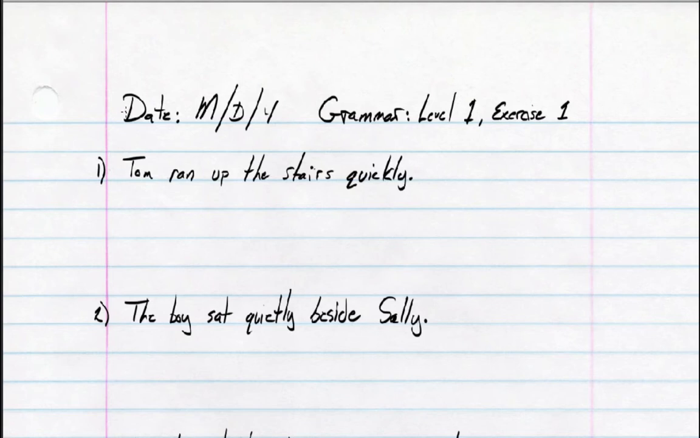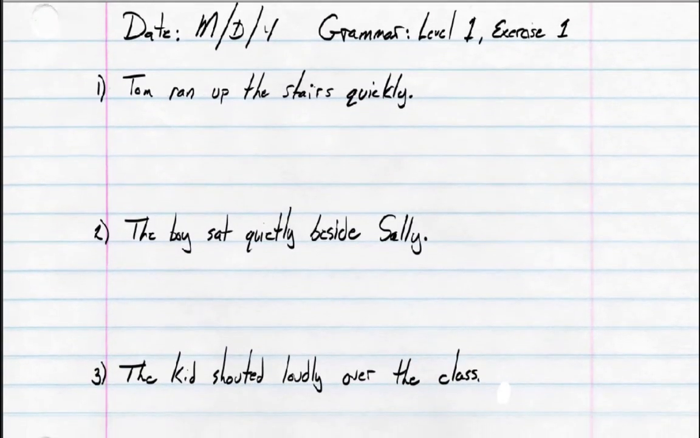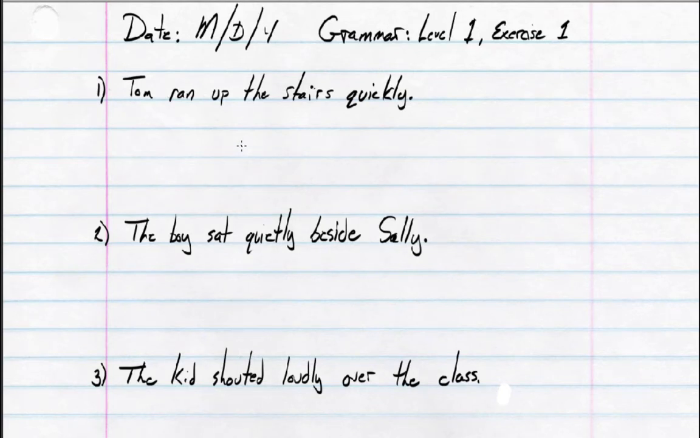So let's begin today by putting the date, the word date, and then the month, the day of the year at the top of the page. Next to that, put the word grammar with a colon, and then Level 1, Exercise 1. So the date, grammar, Level 1, Exercise 1. The exercises are much faster than the notes. So watch the spacing here, but put down these three sentences for me, please.